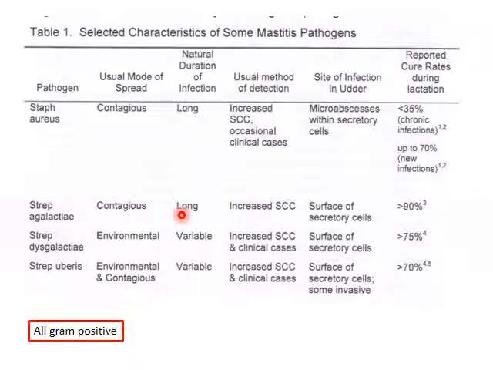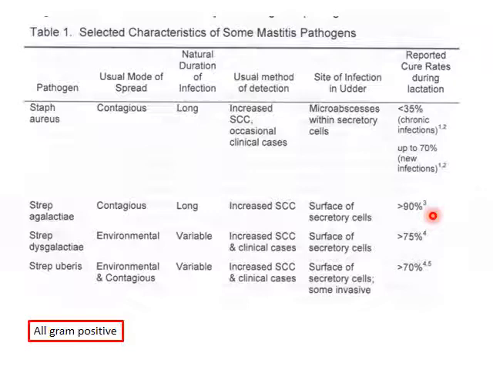It doesn't self cure at all, just like Staph aureus. So you're going to see increased somatic cell. It's rare that you're going to see full blown mastitis with these. They tend to colonize on the surface tissues of the secretory cells, which makes them very easy to treat with penicillin. So greater than a 90% cure rate for those identified.